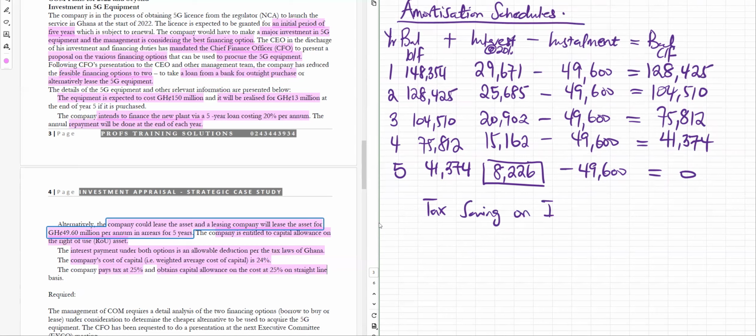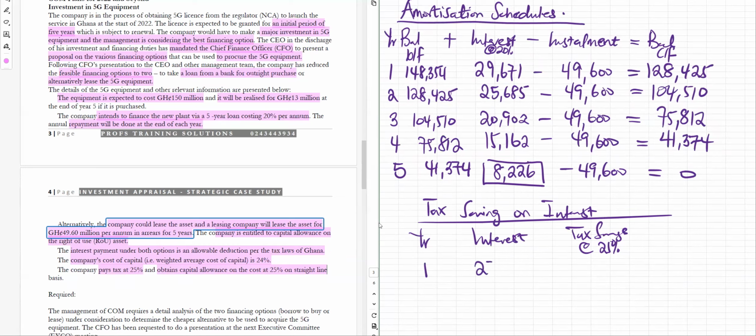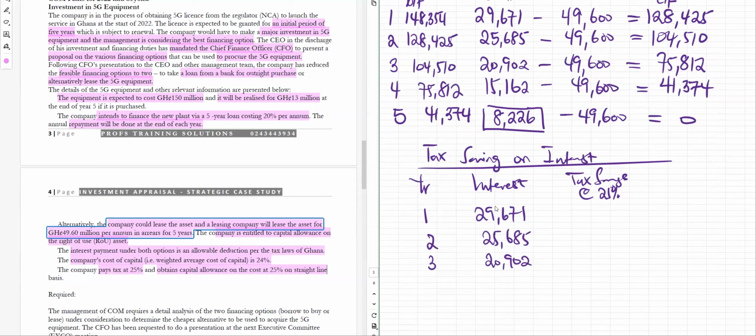Tax saving on the interest. So I just need interest for each year. So my year, my interest expense, then the tax savings at the tax rate. You are either paying tax or you are saving tax at 25%. That's what it means. So year one interest was 29,671. Year two was 25,685. Year three was 29,002. Year four was 15,162.